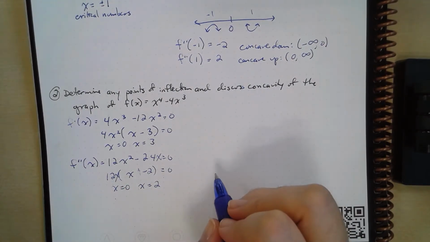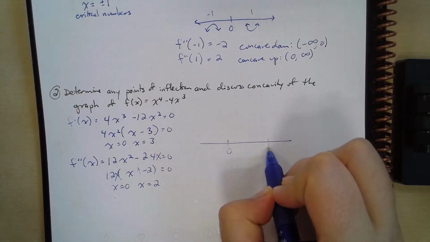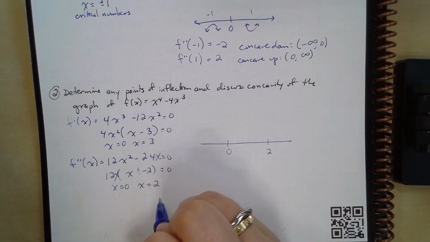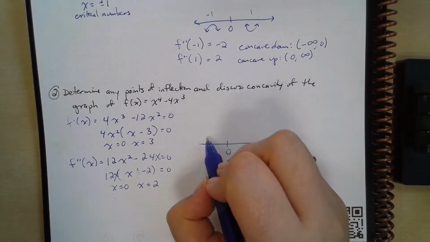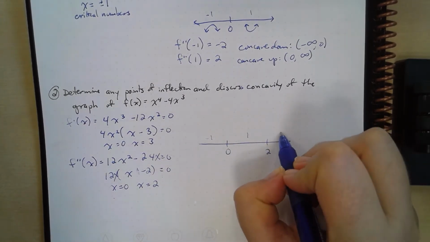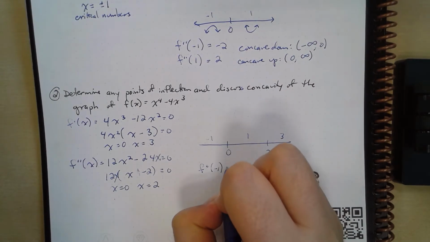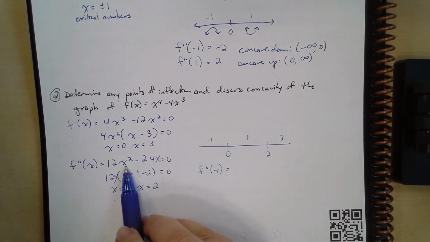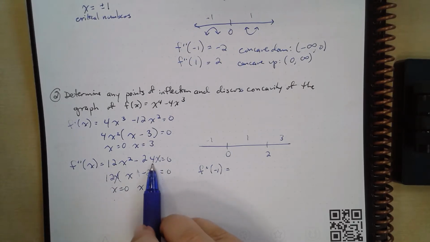So now I have x could be equal to 0 or x could be equal to 2. Okay? And now I'm going to test this. I've got 0, I've got 2. We'll find out if we have a point of inflection, right? So we're going to test -1, 1, and 3. f double prime of -1 is going to be positive.